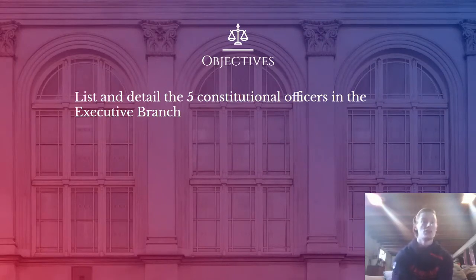All right, so of course, our objective: list in detail the 5 constitutional officers in the executive branch. We will have a check for knowledge at the end of this, posted on Google Classroom. Make sure you find the exit slip just to make sure that you understand who's doing what jobs. And that's what we're going to outline today in these slides.